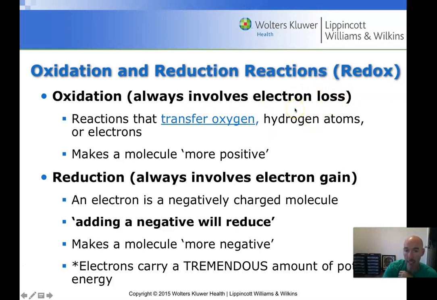Okay, so an electron, you might remember, is a negatively charged particle. So when we remove an electron from something, we make that molecule more positive. Okay, that's oxidation.